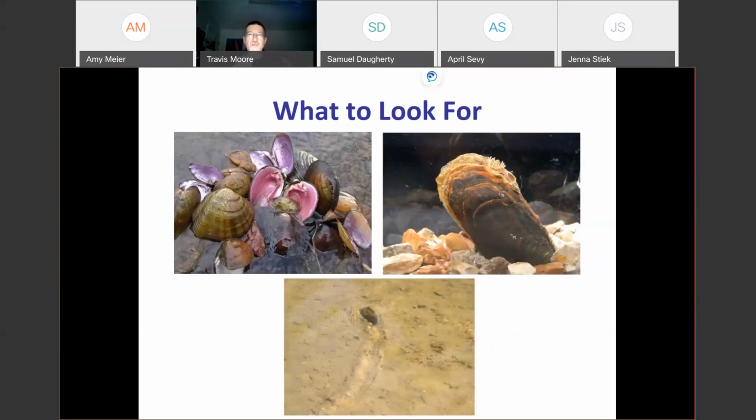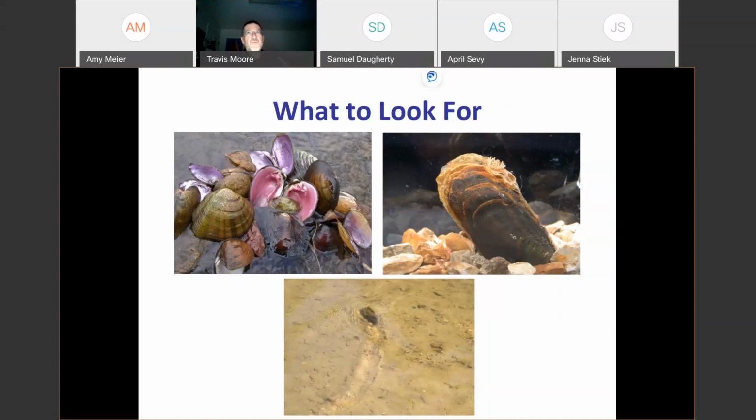So if you're going out there and you're looking for mussels, what are you really looking for? What's the site picture that you should focus on? And I've already mentioned the muskrat middens. Again, a great way to start finding things and give you a site picture about what species you should be looking for whenever you're out there.